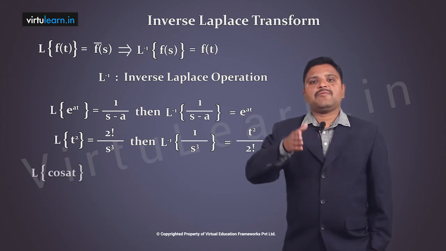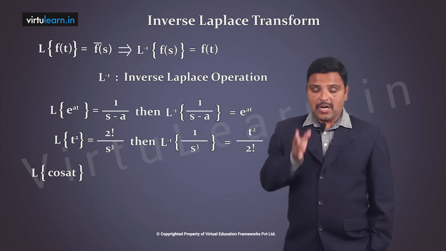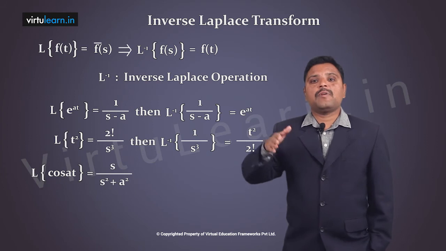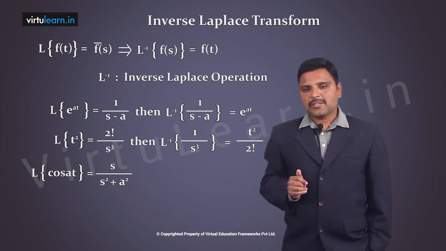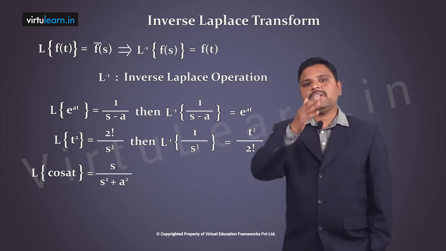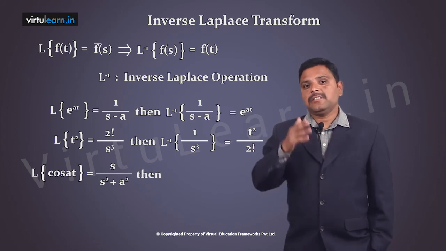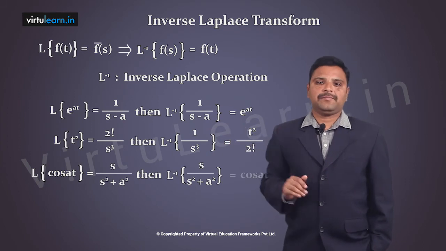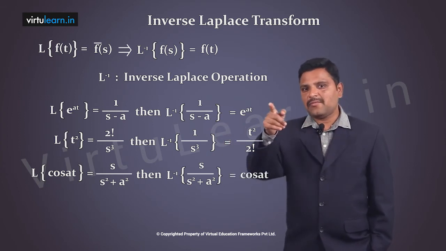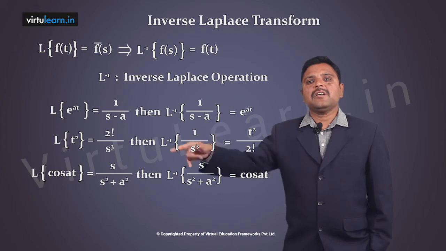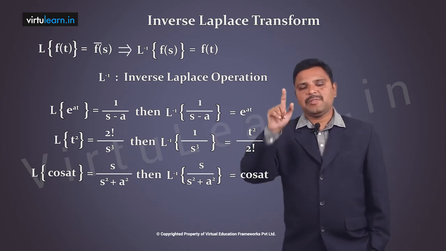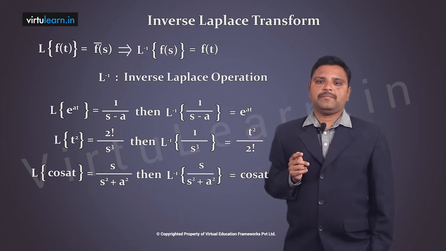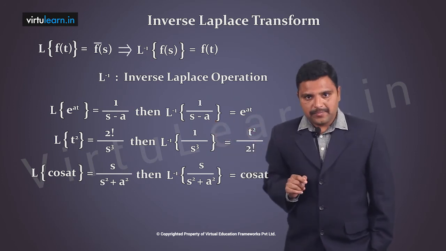Now I will explain one more example. Suppose Laplace transform of cos at. What is the answer? S by s square plus a square. Then when you are sending L inverse that side, L inverse of s by s square plus a square is cos at. Means the question is in terms of s, s by s square plus a square, and the answer is cos at.